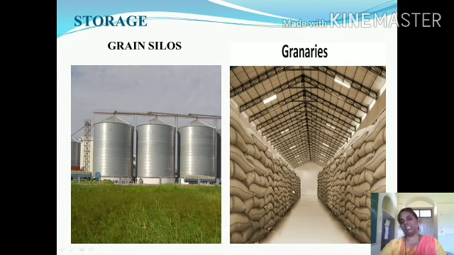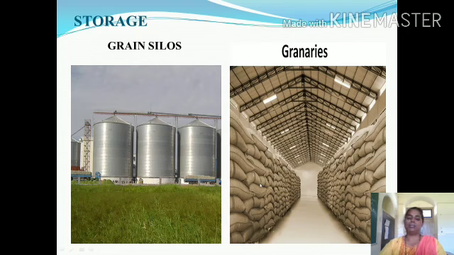And these are the granaries. Here the food grains are filled in gunny bags on a large scale and piled up one above the other, and it is regularly fumigated to prevent insect infections. So these two are the storage structures used for large scale storage of food grains. So this completes the activities involved in agricultural practices.